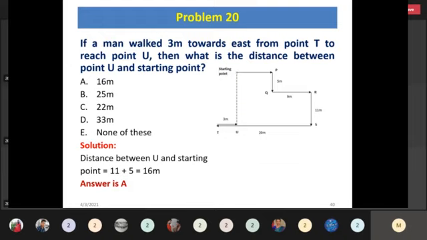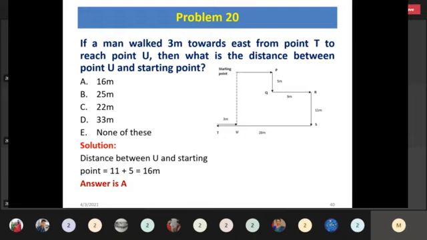The options are A 16 meters, B is 25 meters, C is 22 meters, D is 33 meters, and E is none of these. So let us see the solution. If you carefully watch the diagram, the distance between U and starting point is 11 plus 5, which is equal to 16 meters. The option is A.